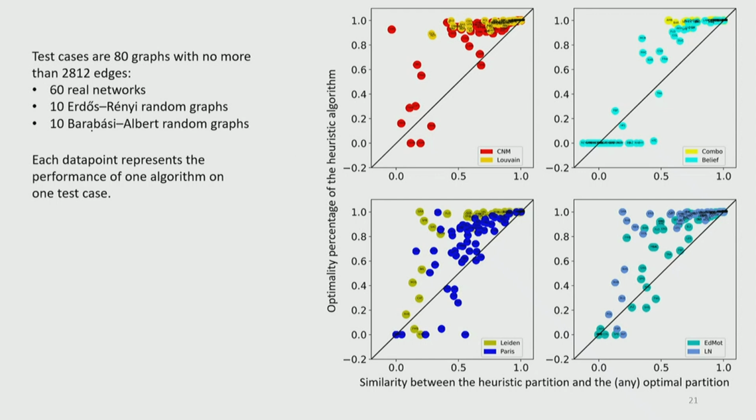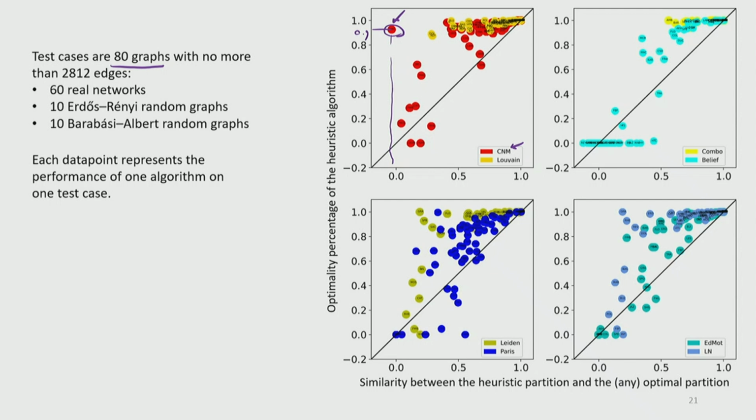So here, the test cases are 80 graphs. Each data point shows one algorithm for one graph. For example, the CNN algorithm is in red, and I have 80 data points for the CNN algorithm. One of them is here. This means that for this specific network, I got a GOP of 0.9 and an AMI that is almost 0.